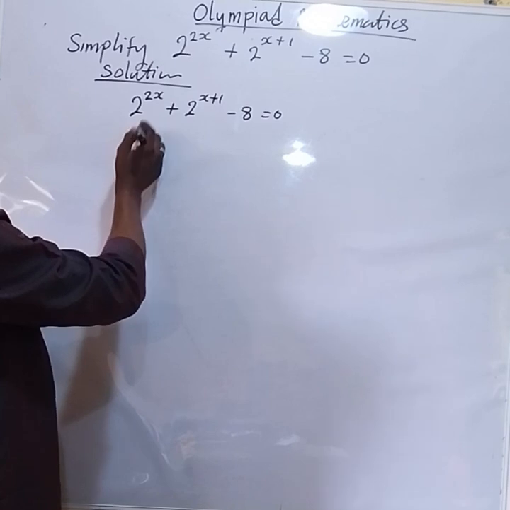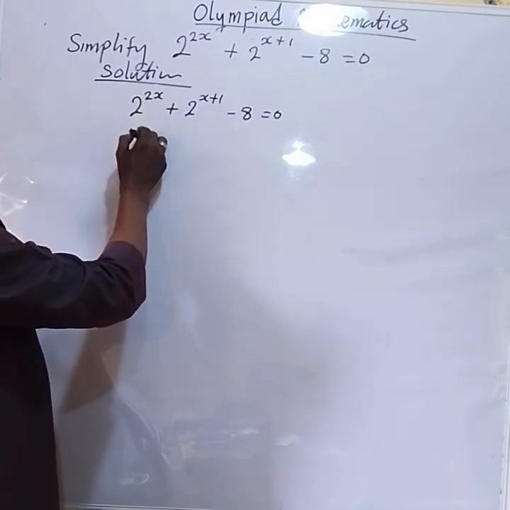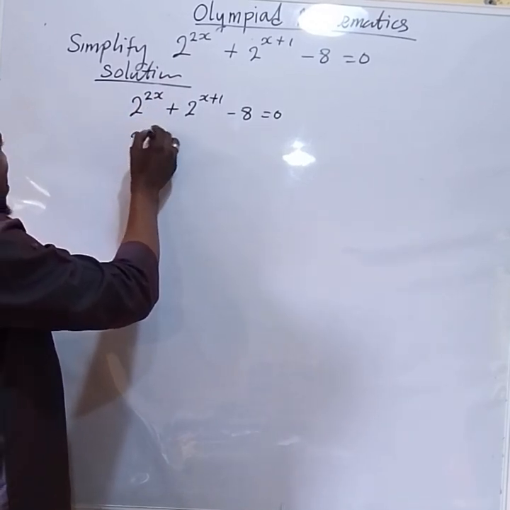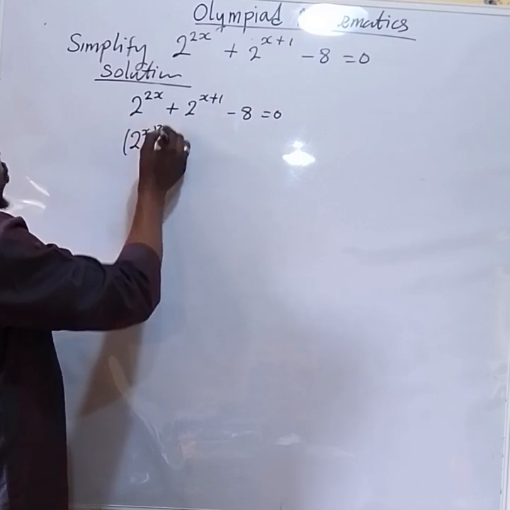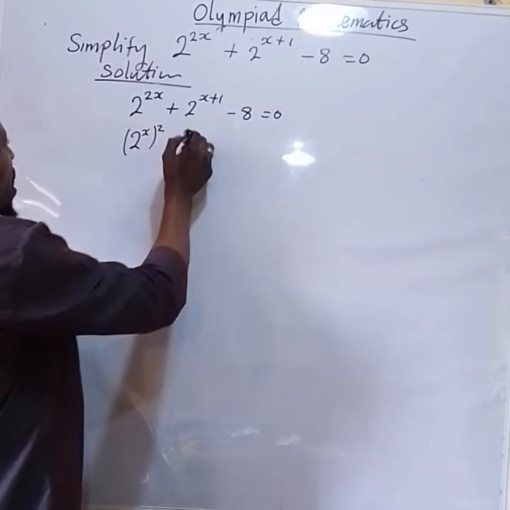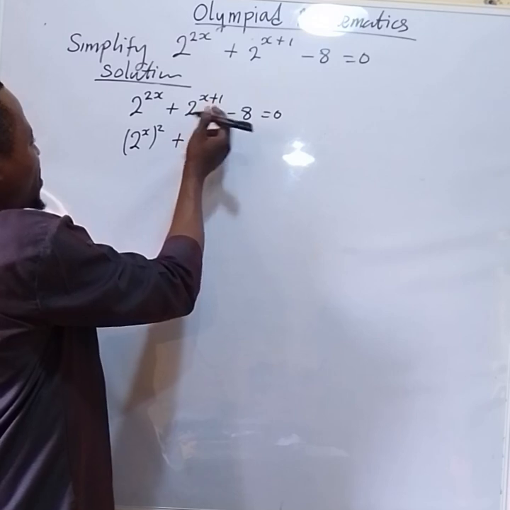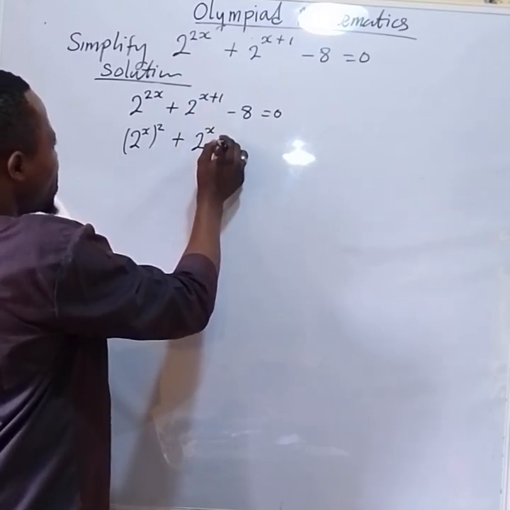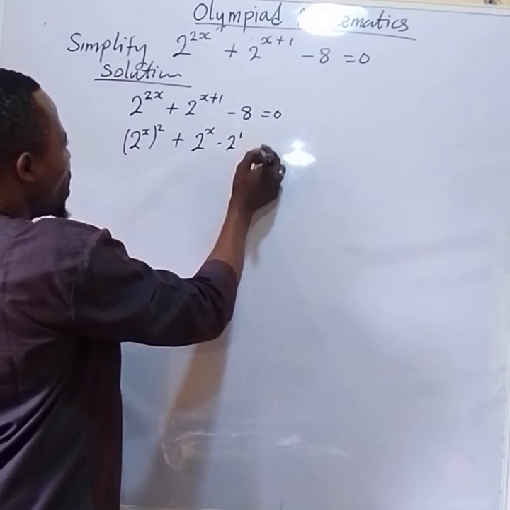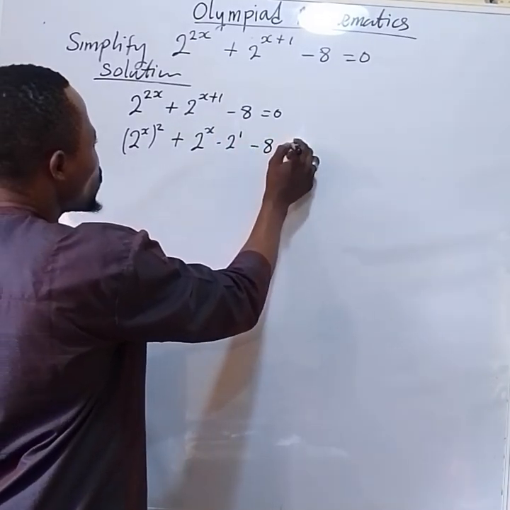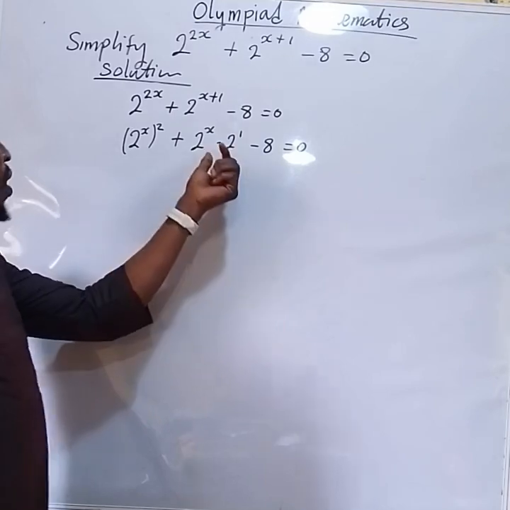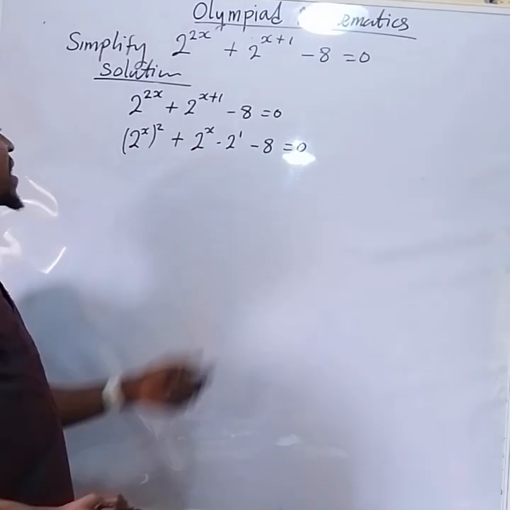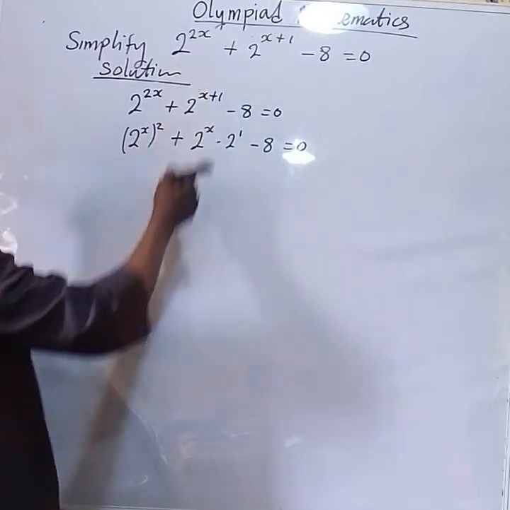mathematics very well. Now 2 raised to power 2x can be written as 2 raised to power x all raised to power 2. It's the same thing. Plus, under indices, 2 raised to power x times 2 raised to power 1, minus 8 equals 0. That's how we used to write it under indices, and it means the same thing.